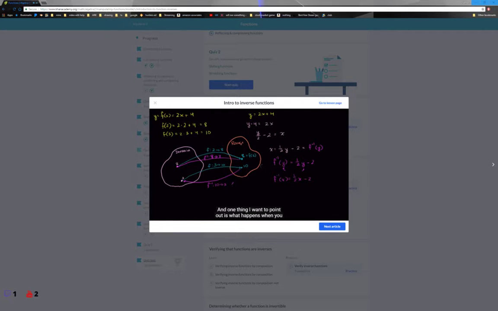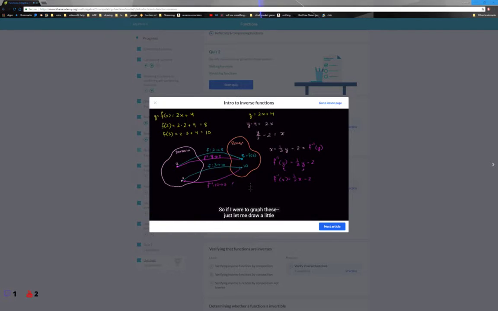And one thing I want to point out is what happens when you graph the function and the inverse. So let me just do a little quick and dirty graph right here. And then I'll do a bunch of examples of actually solving for inverses. But I really just wanted to give you the general idea. Function takes you from the domain to the range. The inverse will take you from that point back to the original value, if it exists.